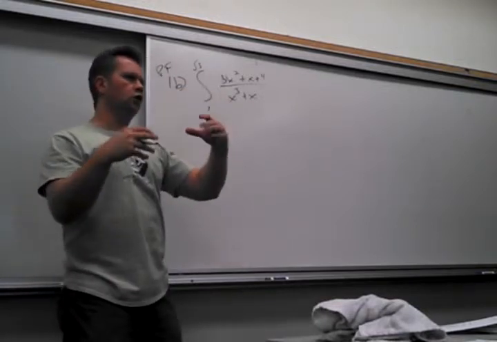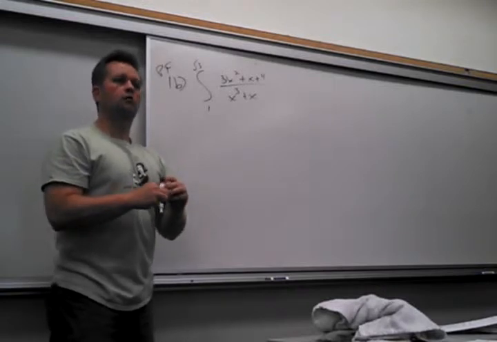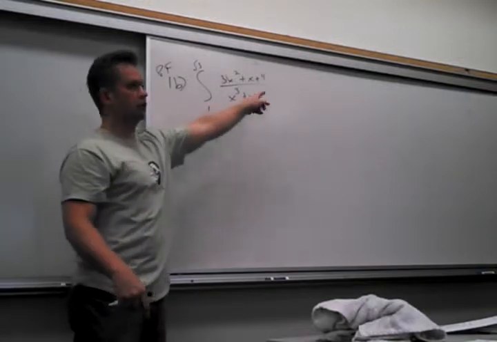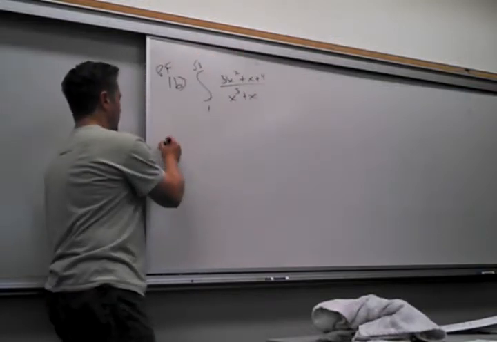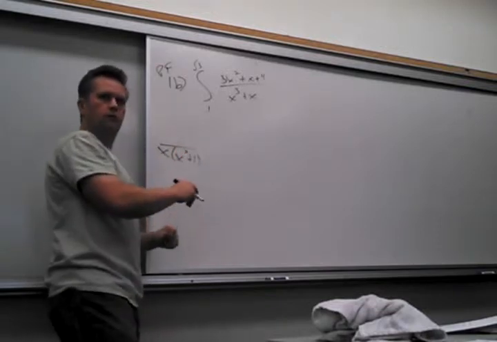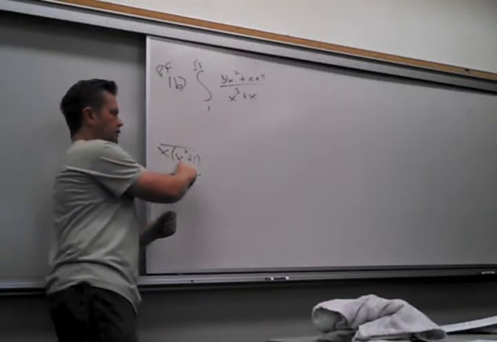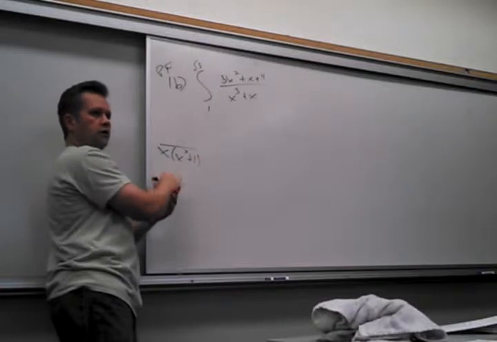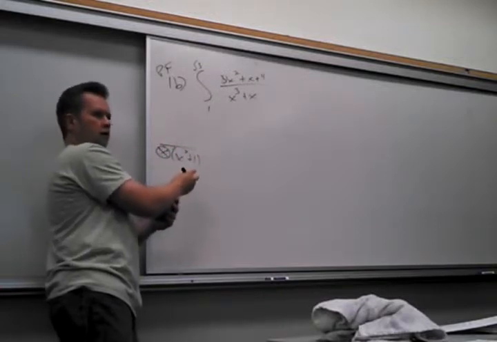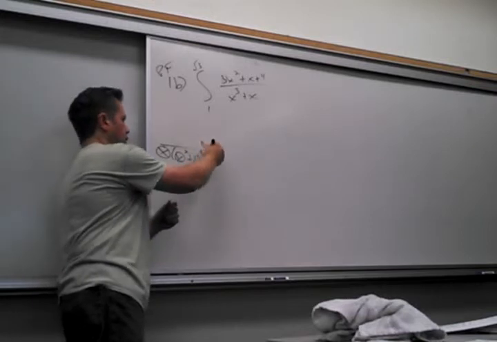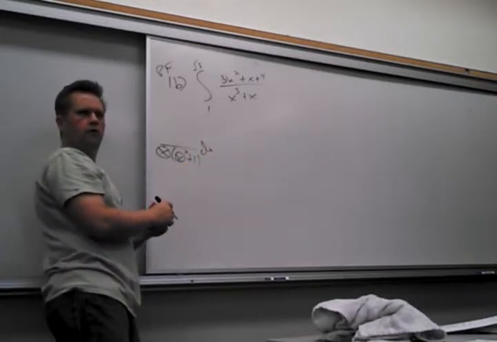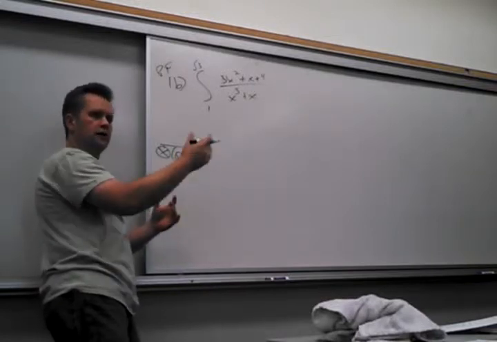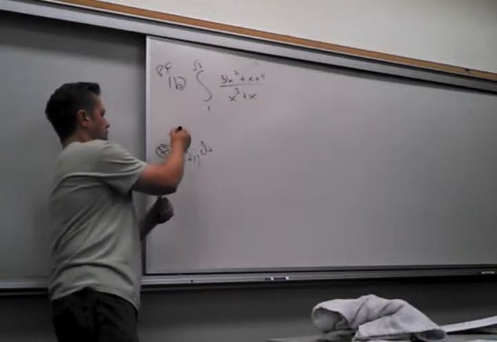So trig sub problems have a certain look to them. Technically, if I had this on the bottom, I could use trig sub. What would I let x equal in this case? Tangent theta, because tangent squared plus 1 is secant squared. So I would put a tangent theta there, and my dx would be secant squared theta d theta. If x is tangent theta, dx is secant squared theta, and whatever's on the top, blah, blah, blah.